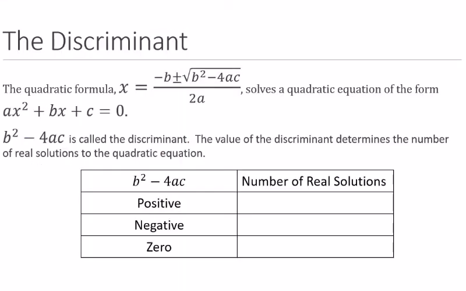So the value that's underneath the square root in the quadratic formula, we call the discriminant. And what it does is it tells us how many solutions we have. So it tells us the number of solutions. It's an indicator to tell us what's going on with this particular quadratic, how many solutions we can expect, without having to do the whole formula. And so let's fill in this table.